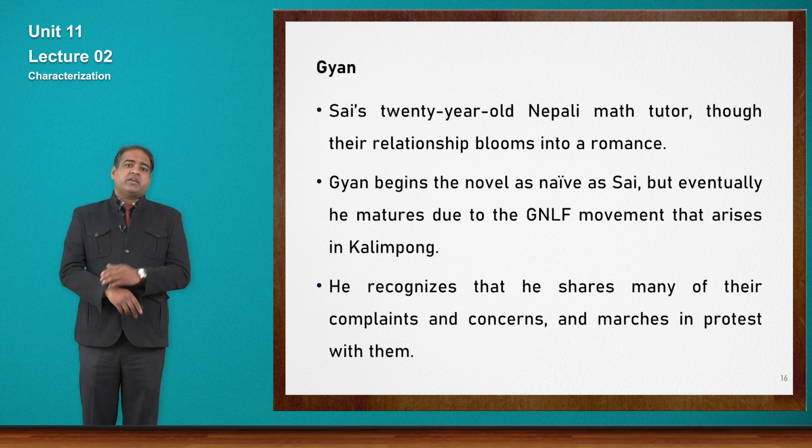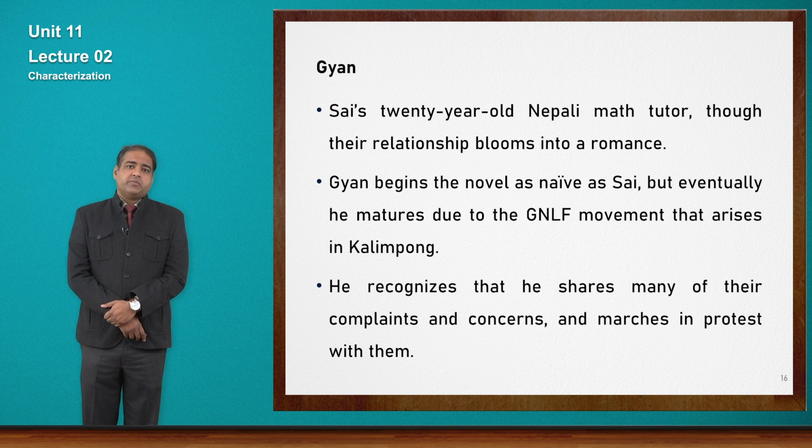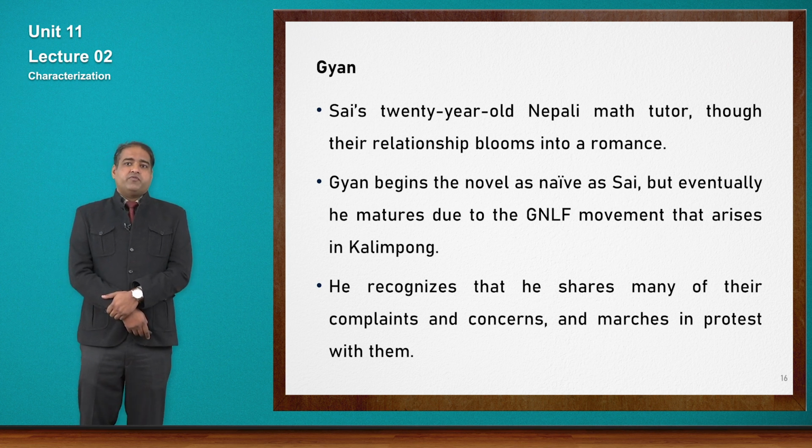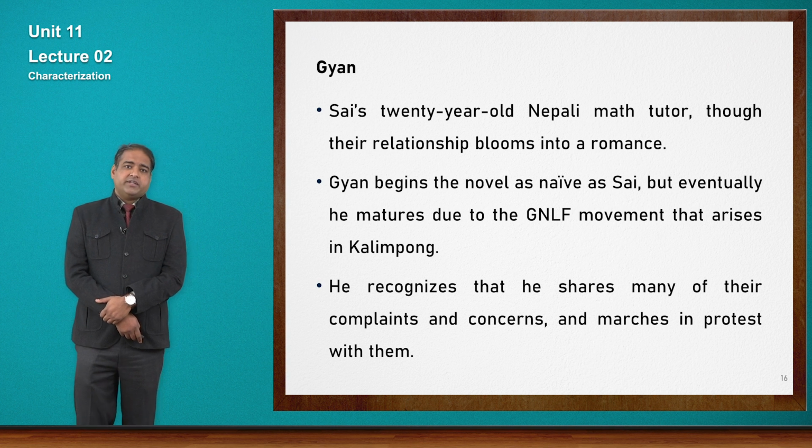We have another character in the story whose name is Gyan. Saeed's 20-year-old Nepali math tutor, though their relationship blooms into a romance. So Saeed, I told you earlier also that he is 20 years old, he is a Nepali, he teaches math and he teaches Saeed, although there is a romantic relationship which occurs between Saeed and Gyan.